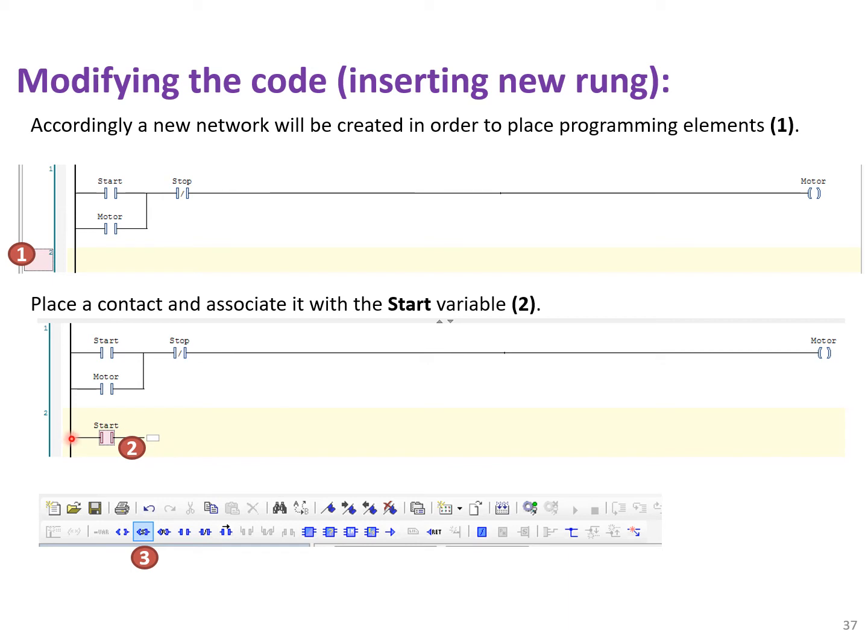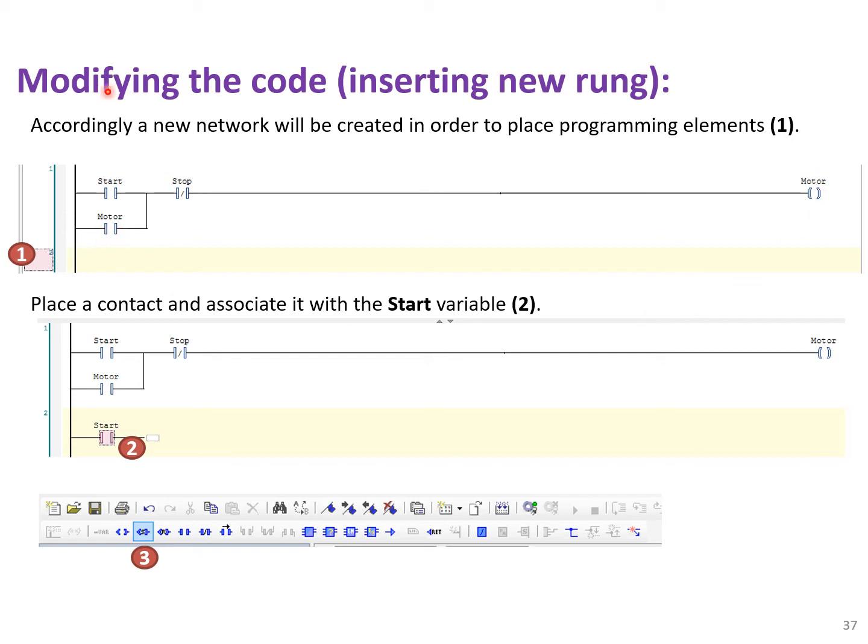Then you could add a new rung, place a contact. Just click on the contact icon once you are in the new network, and associate it with the start variable. So we are now expanding our program.